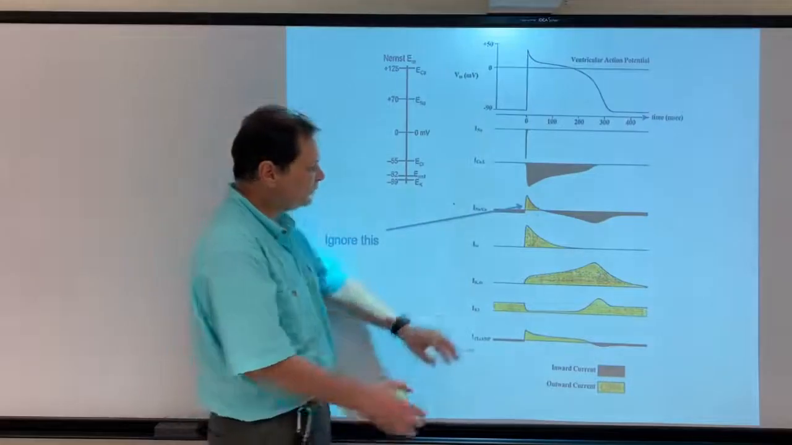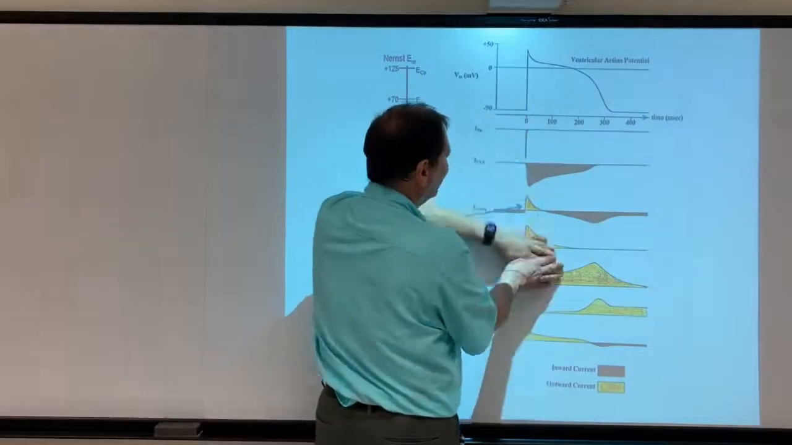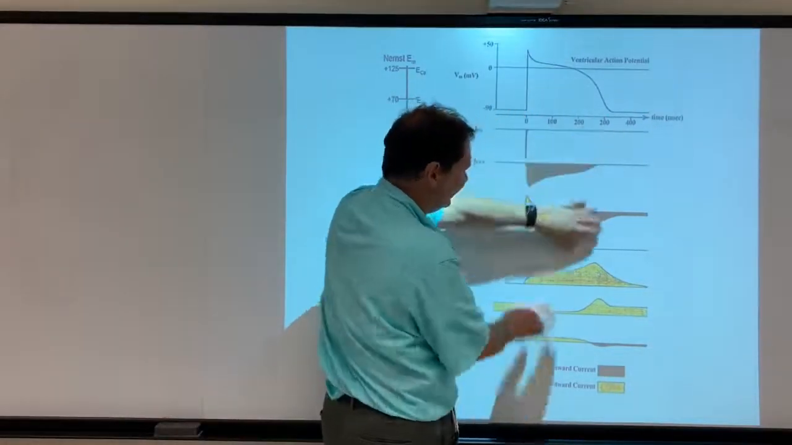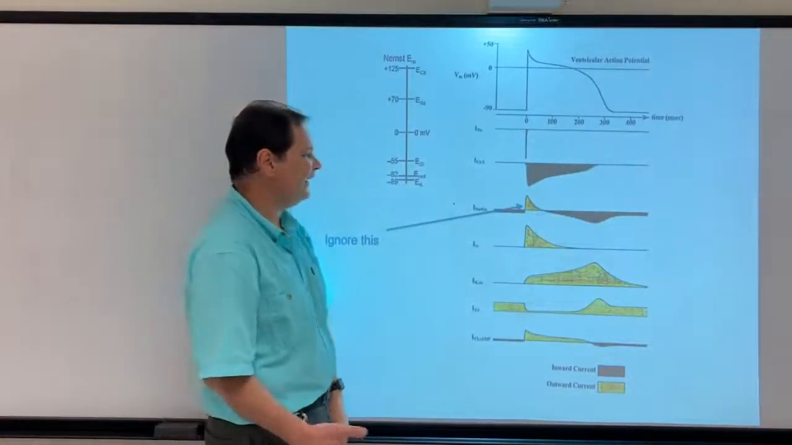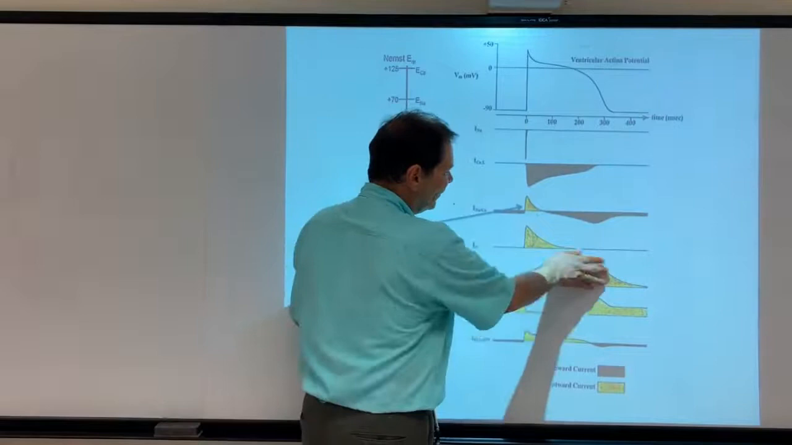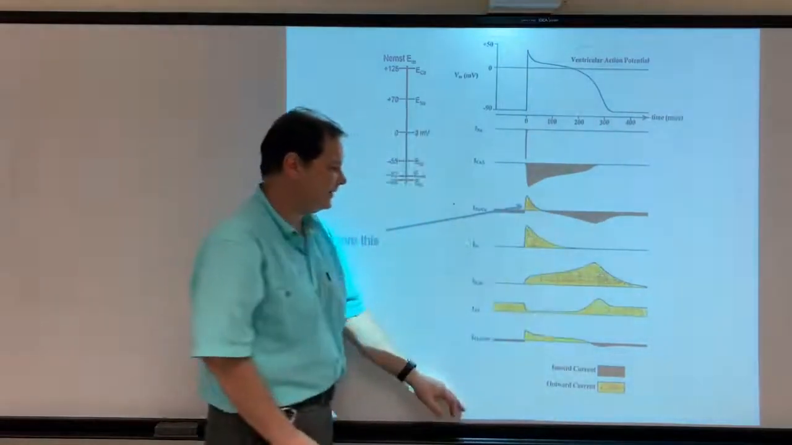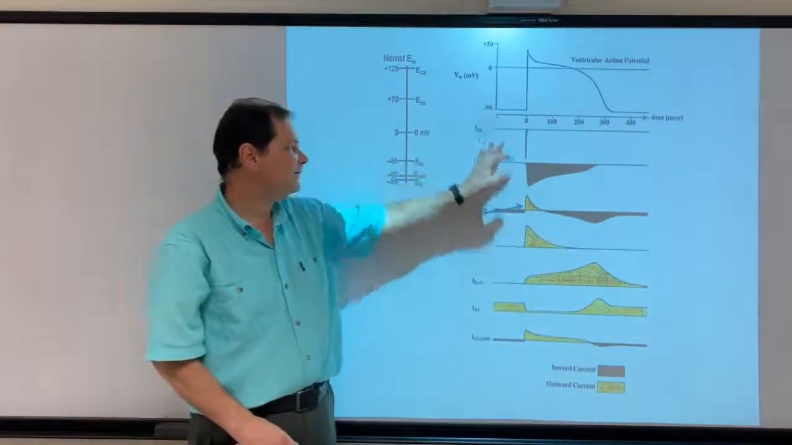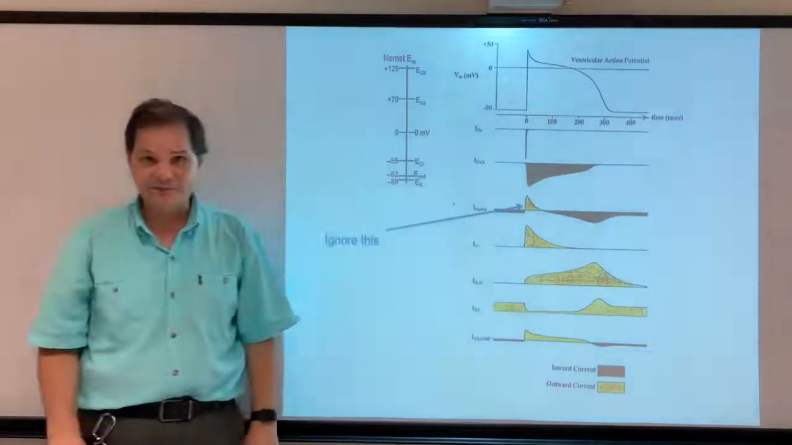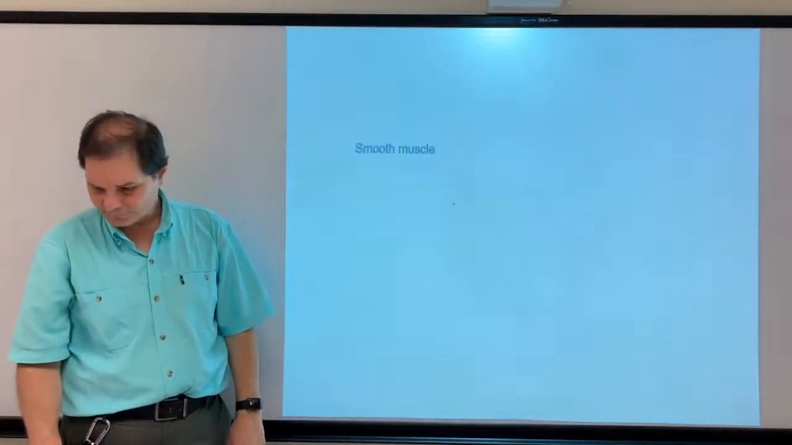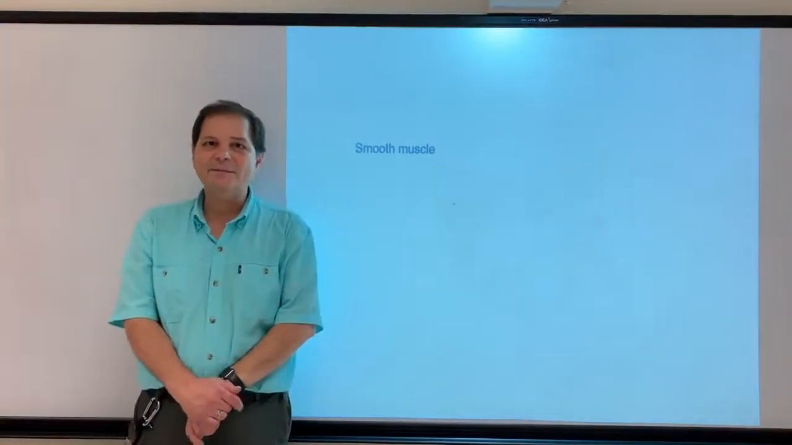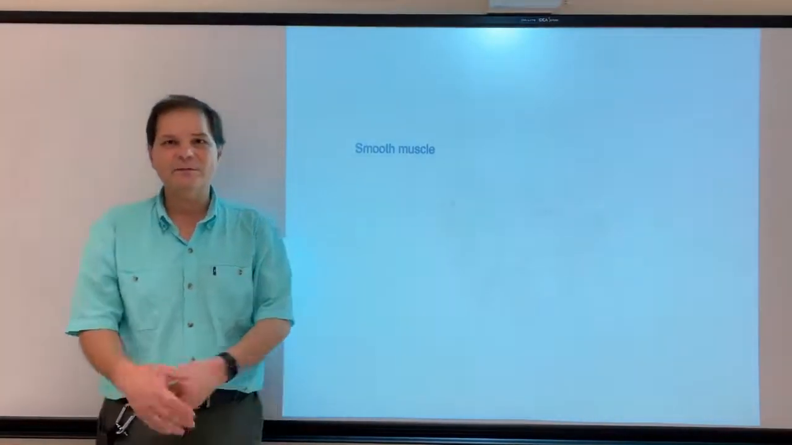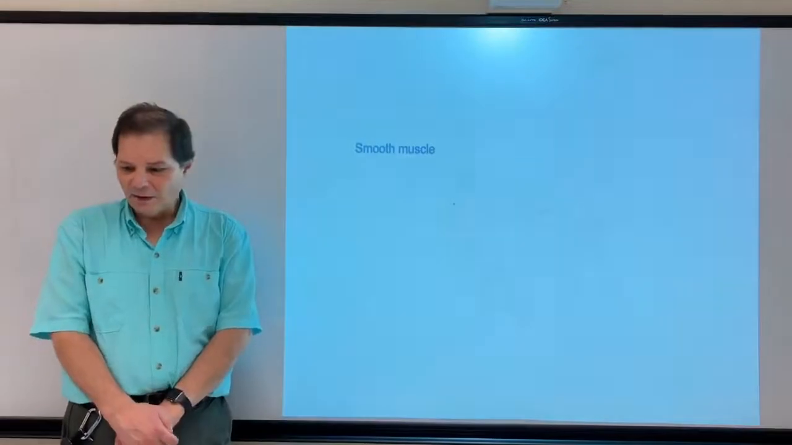It kind of helps you to put all these together and see what's happening as the voltage changes and as these different currents flow. And I do expect you to understand in a general way how each of these flows during the action potential. So this can be a particularly handy chart for study. Okay? So let's end this video by talking a little bit about smooth muscle. I know you've had a lesson on smooth muscle from me already.